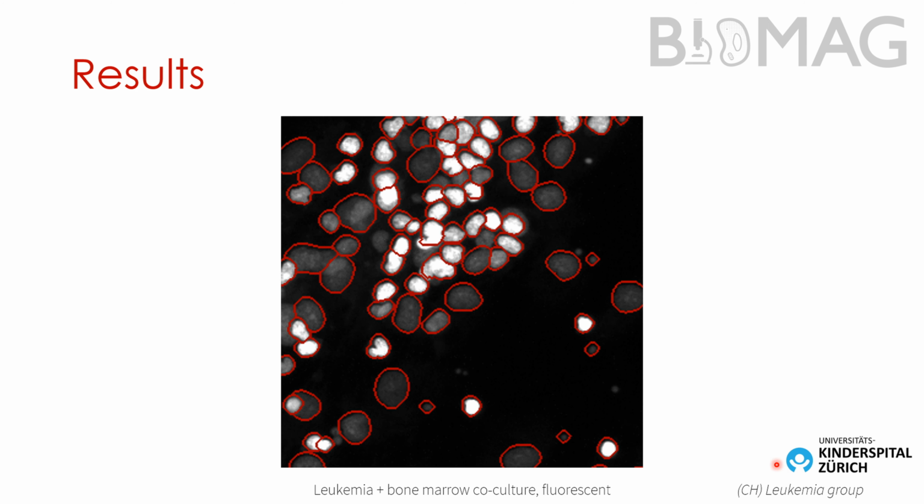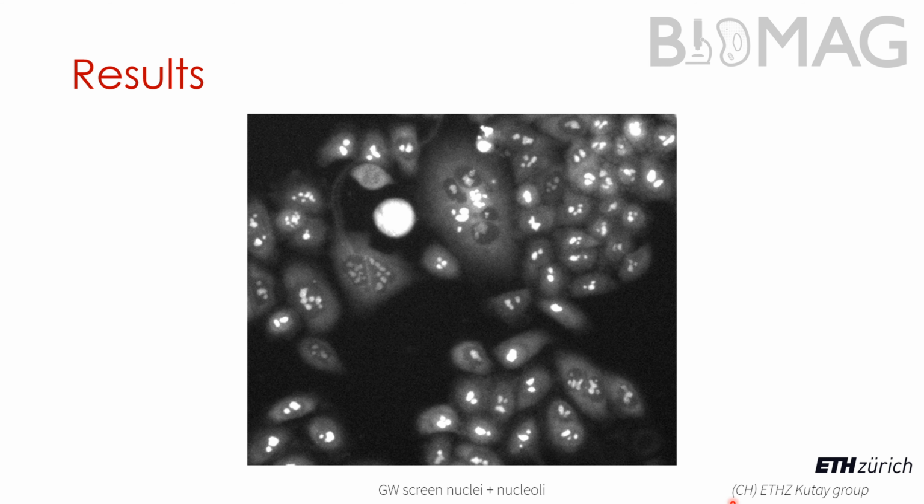In the next project, which is a collaboration with the Leukemia Research Group at the University Children's Hospital Zurich, we had leukemia and bone marrow cultures fluorescently stained, and we wanted to identify these small bright cells, which are the leukemia cells, together with the healthy stroma cells, the dimmer bigger ones, for subsequent classification, and did quite well there as well.